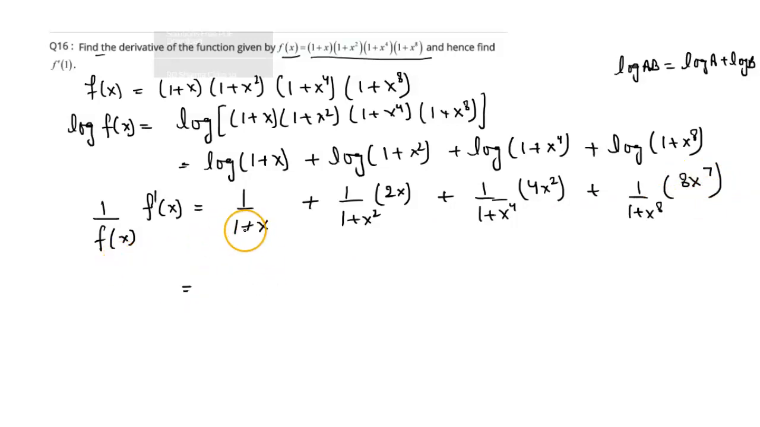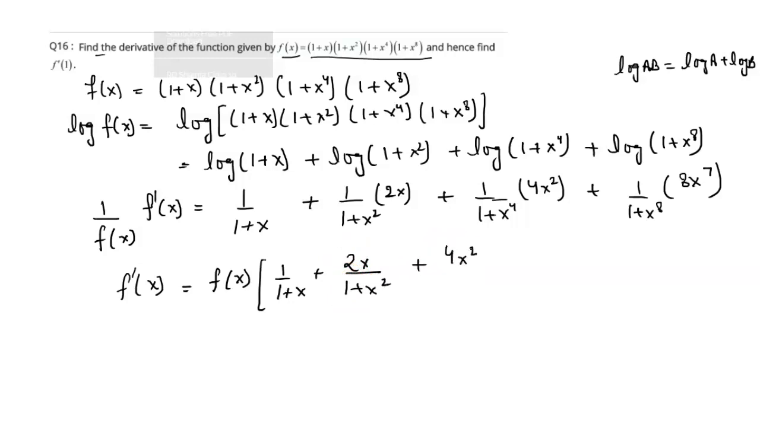Now f of x shifted to the right hand side, then f dash x equals f of x times [1 divided by (1 plus x) plus 2x divided by (1 plus x square) plus 4x cube divided by (1 plus x raised to power 4), because if the power is one less then it will be 3, plus 8x raised to power 7 divided by (1 plus x raised to power 8)]. Now you can substitute the value of f of x from equation 1.